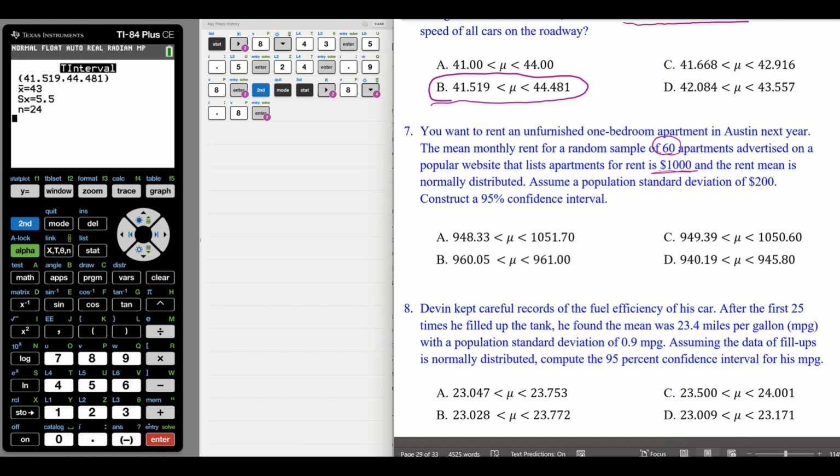So these rents are a normal distribution. Okay, so that'll help us. Assume a population standard deviation. Okay, they just flat told us population is $200. Construct a 95% confidence level. Okay, so what are we going to use? Well, we don't need to make any decisions. That 60 has made the decision for us. We are using a Z interval.